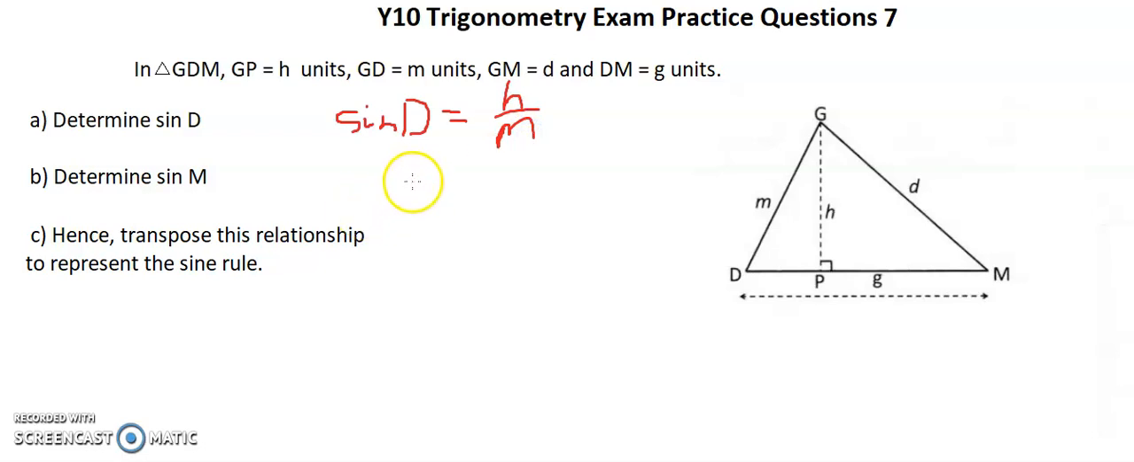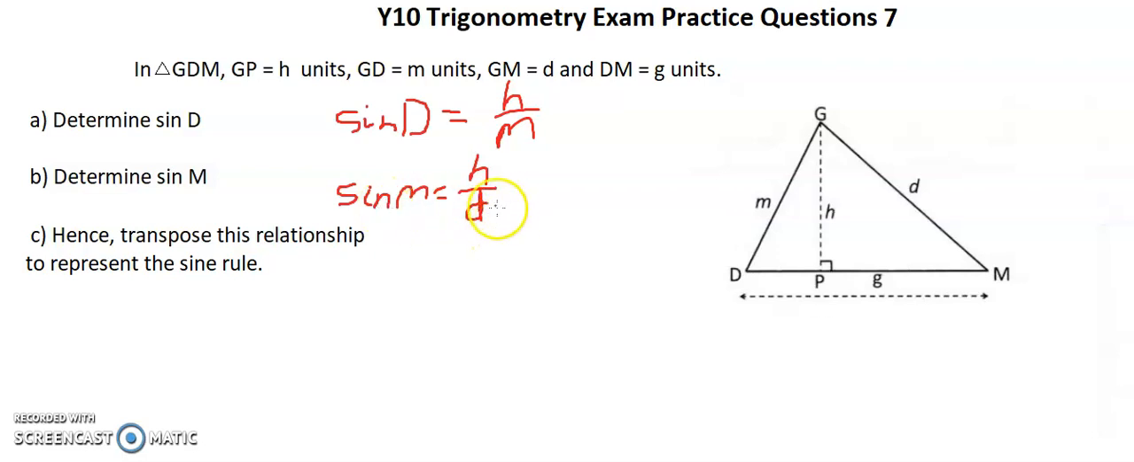Likewise with sine M. Sine M is going to equal, again, looking at that ratio, if this angle here is my M, I've got the opposite, H, over hypotenuse, which is D. So H over D. Now I want them both to equal the same.